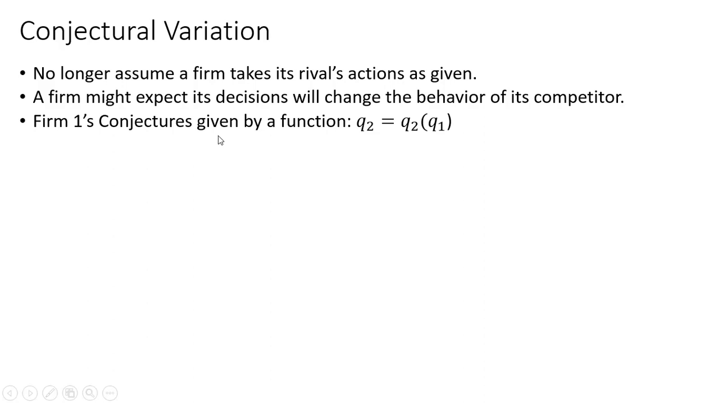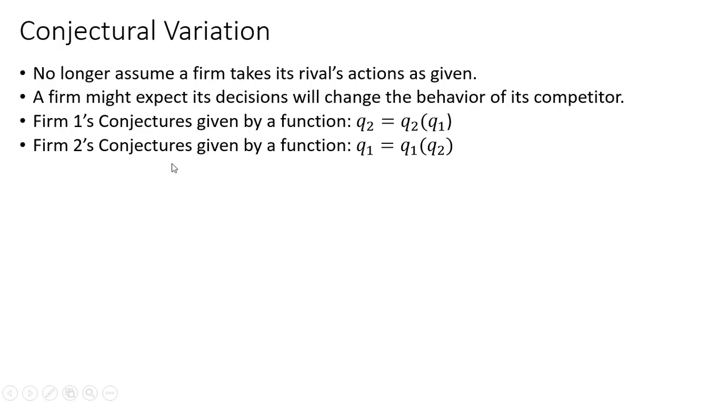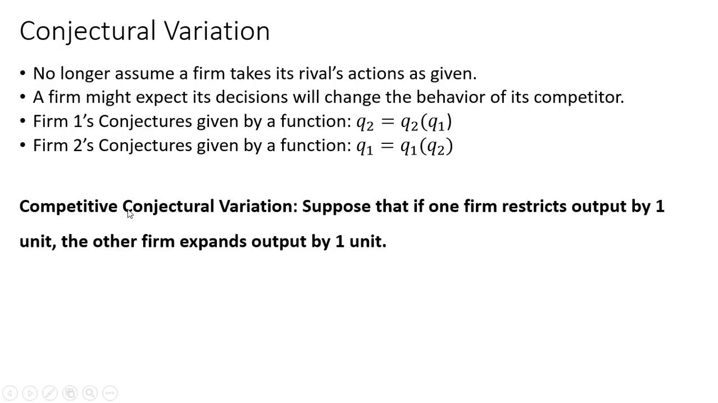Firm 1's conjectures are going to be given by the following function. Firm 1 is going to think that firm 2's output may be in response to what firm 1 does. So if firm 1 increases output by 1 unit, maybe firm 2 will reduce its output by 1 unit. Firm 2's conjectures are likewise given by a function. Firm 2 may think that firm 1's output will be a function of firm 2's actions.